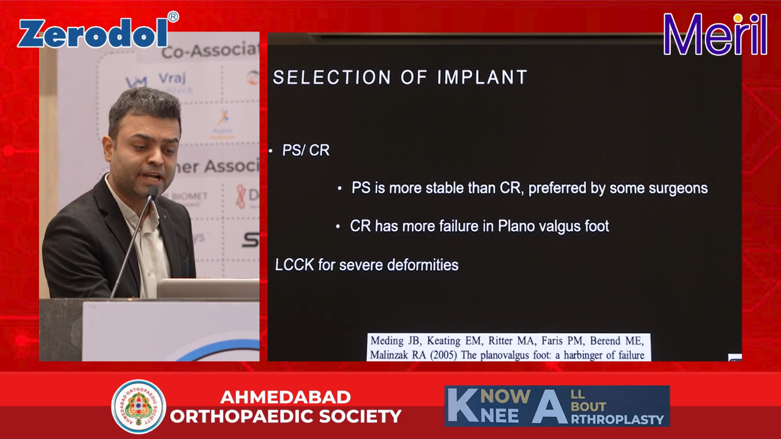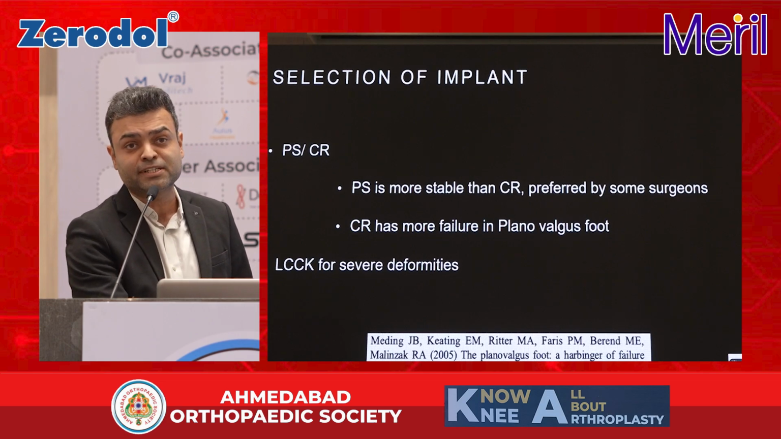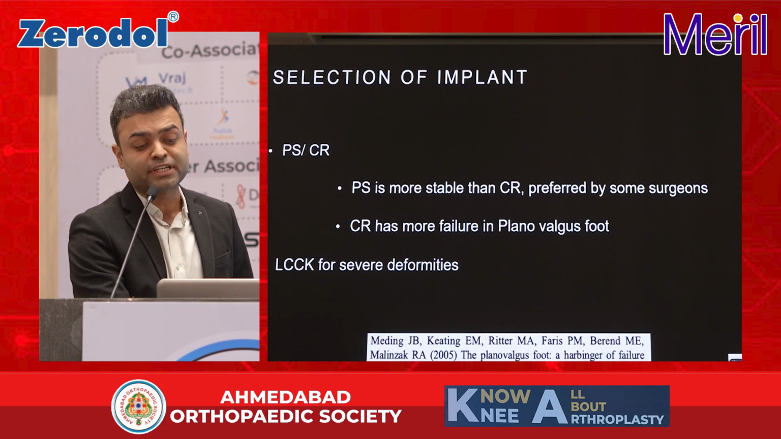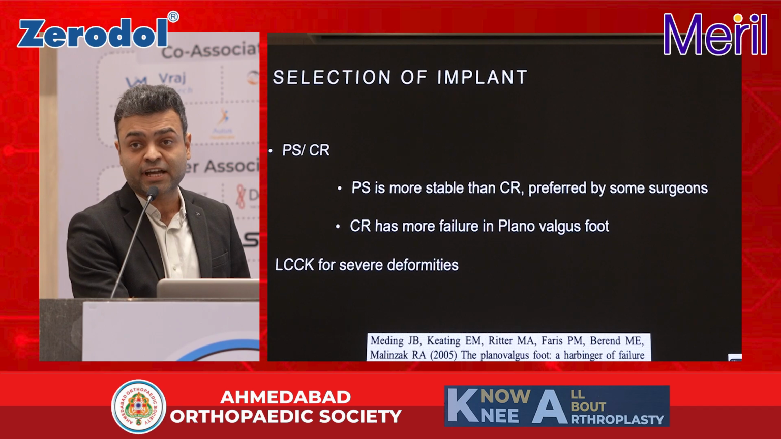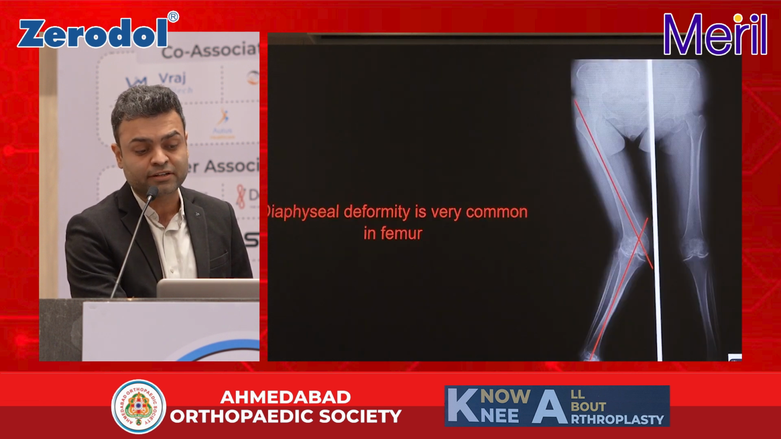The selection of implant for valgus knees is not always a cruciate retaining. Most of them, as I told you, have a lax MCL, so they might need a constraint which is higher than a cruciate retaining. Mostly a PS design works better. And when you have severe deformities with severe ligamentous issues, you can go ahead with a constrained condylar knee.